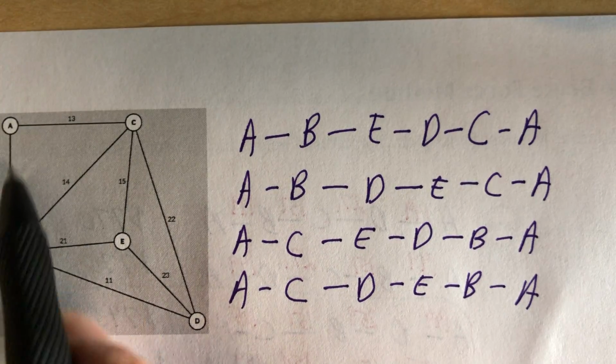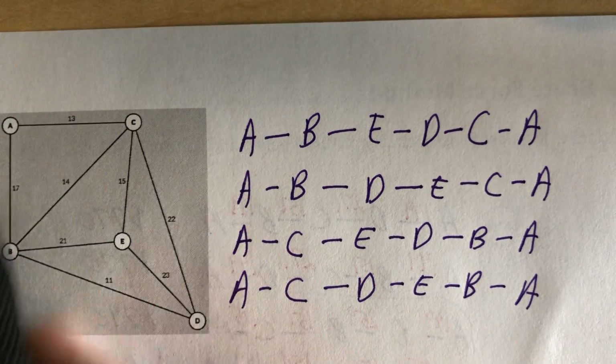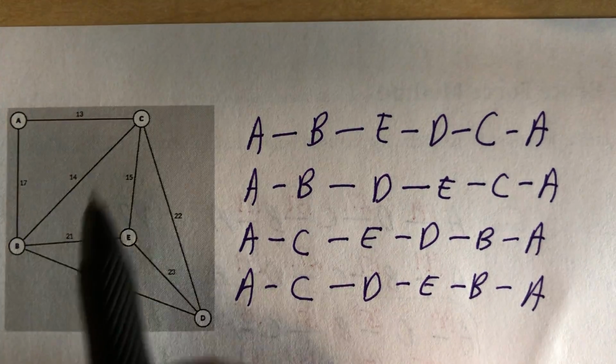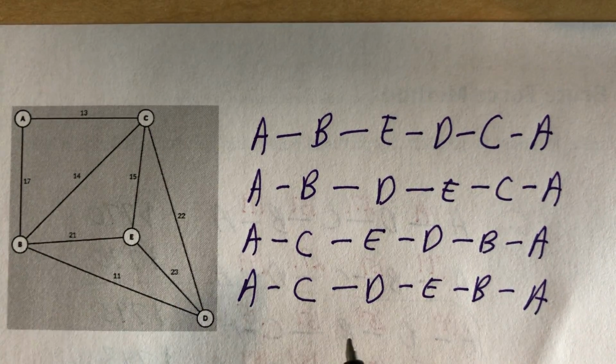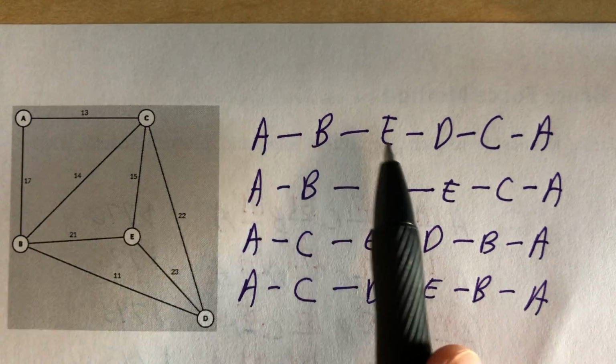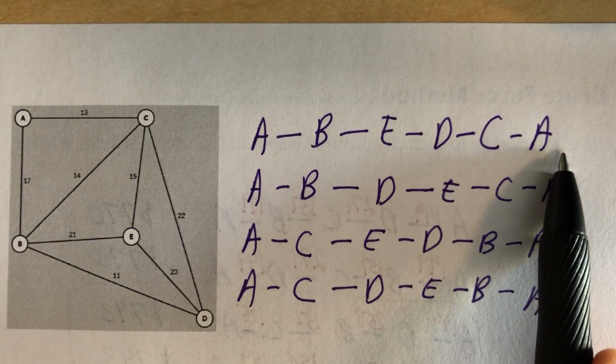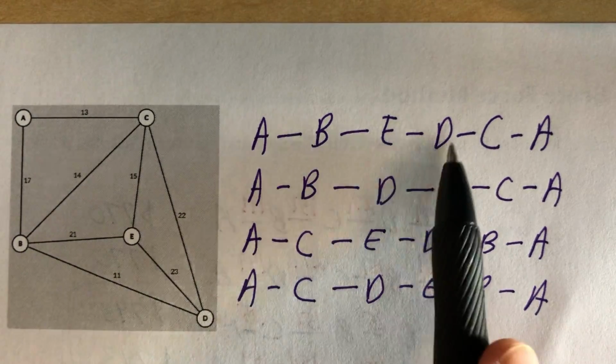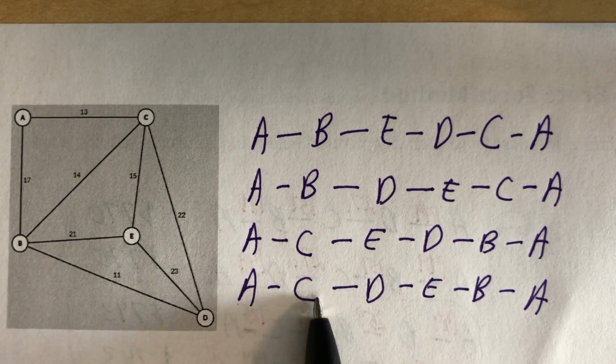Because you're going to have to come down one side and back up the other. You'll never go in between them. All right, just throwing that out there. Sometimes you have useless things. So there are a couple duplicates. A, B, E, D, C, A. There it is, the top one. A, B, E, D, C, A.